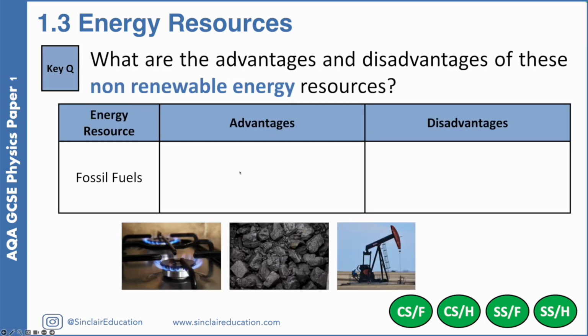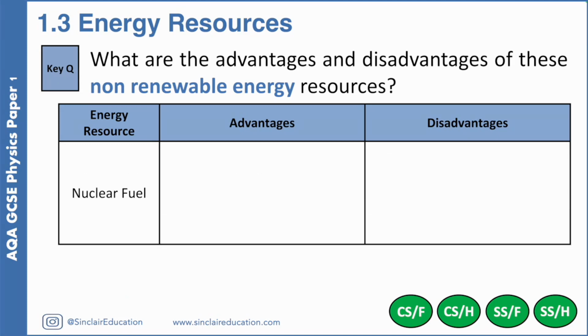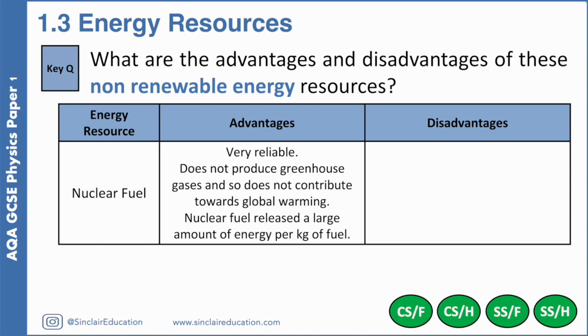So with fossil fuels, these are hugely used in power stations. And the reason behind this is that they are incredibly reliable. However, fossil fuels produce greenhouse gases which contribute towards global warming. And that's the huge drawback from each of these. That, and they're also non-renewable, so they are going to run out eventually. In contrast, nuclear fuel is also non-renewable and is incredibly reliable. It doesn't produce greenhouse gases, so there's no contribution towards global warming at all. And actually, nuclear fuel, gram for gram, will release more energy per kilogram of fuel than coal will.